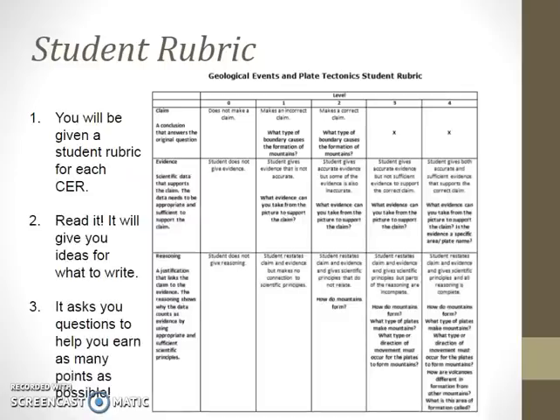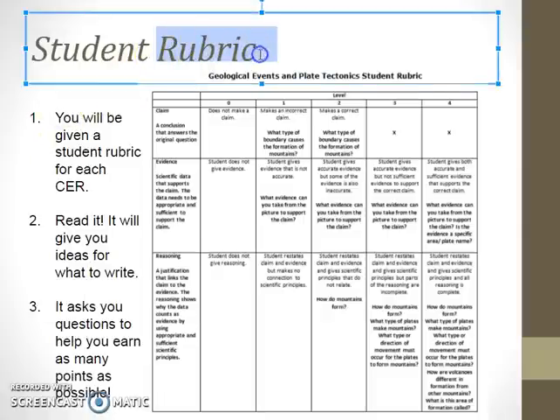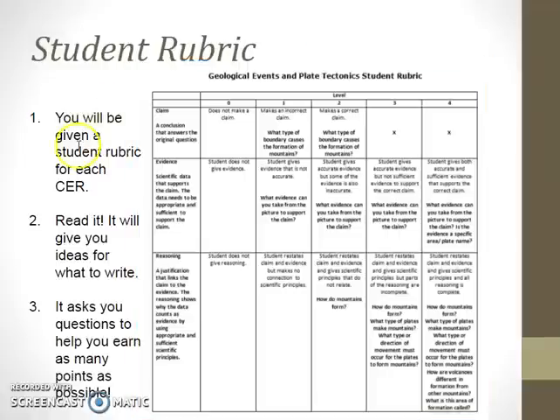Now, when we give you a CER, we're going to give you a student rubric. A rubric is something you can use to help you figure out how to get the most points. So if you look at this, it has a whole row about the claim, evidence, and reasoning. So let's look.